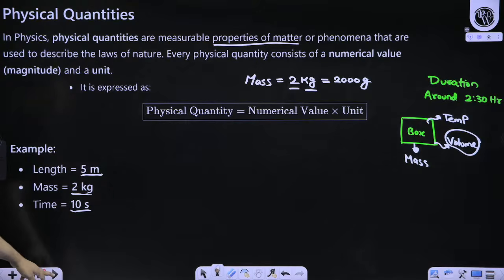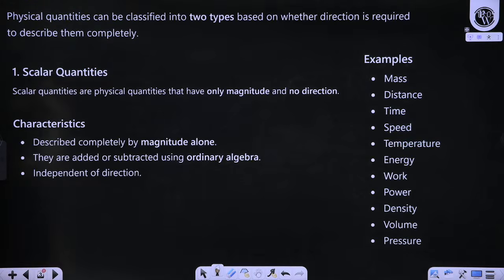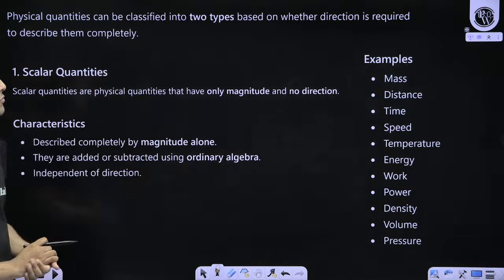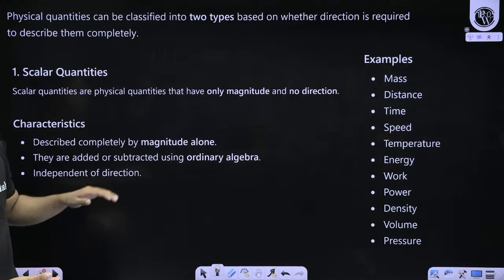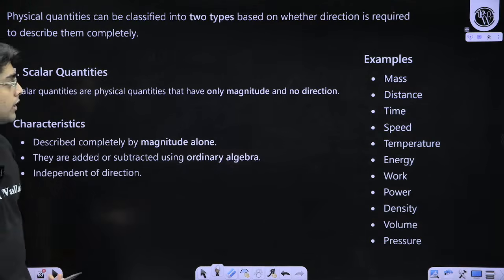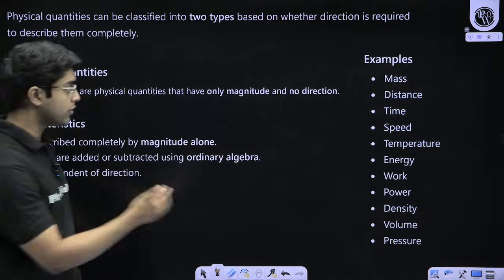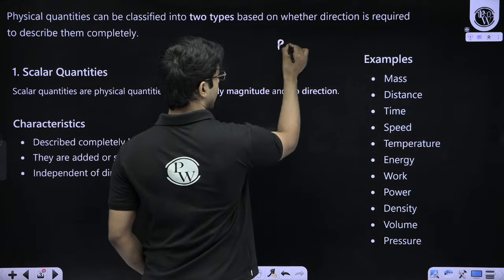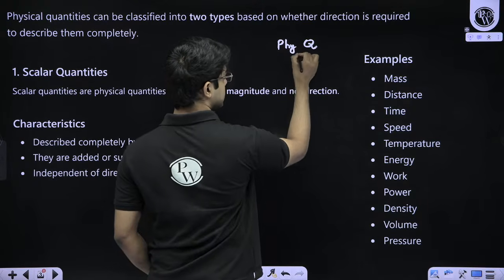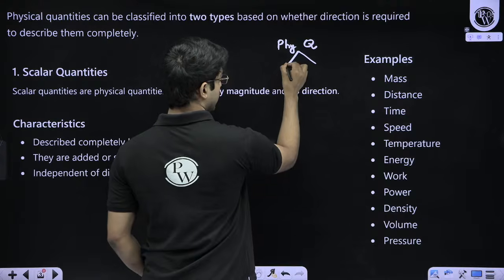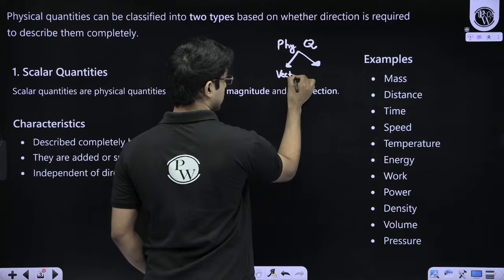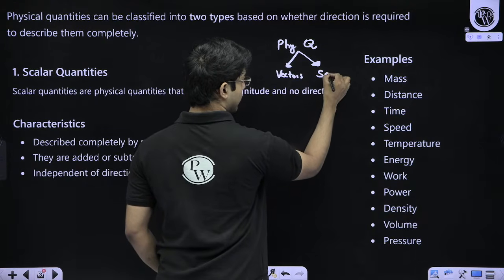Now the next thing is the difference between scalars and vectors, which you have briefly seen in 9th standard. But there is another difference. All the physical quantities which we will study in class 11th and 12th, you can break down into two categories: vector quantities and scalar quantities.